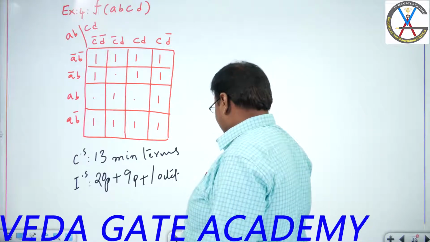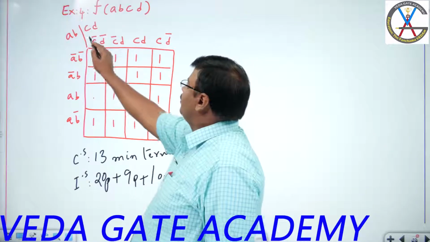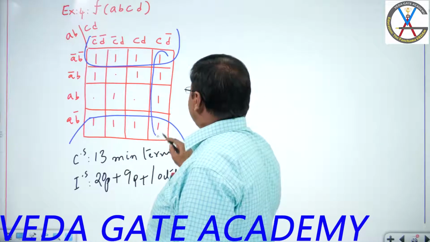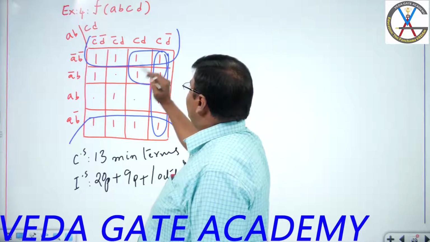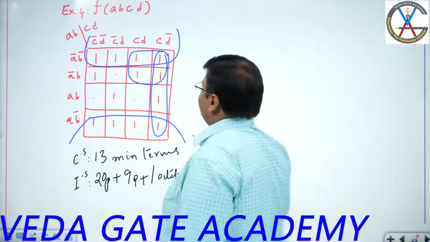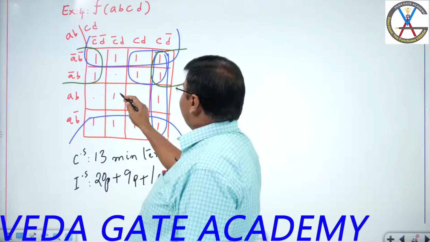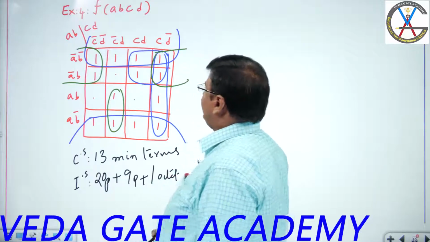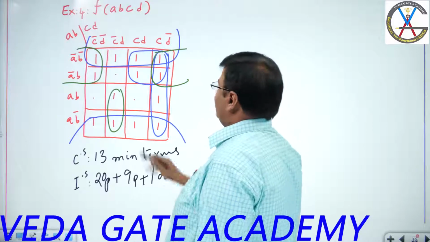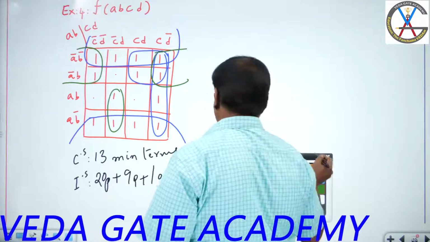So let us see the coverage. Yeah. This is an octet. Here is a quad. Here is a quad. Here is also a quad. Left and right. And here is a pair. Yes. 1, 2, 3 quads. And this pair and up and down octet. Yeah. Now let me count prime implicants.